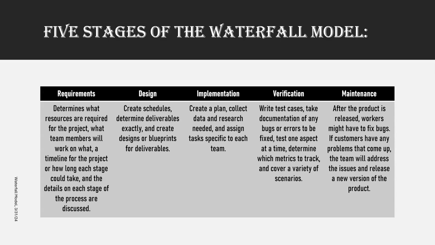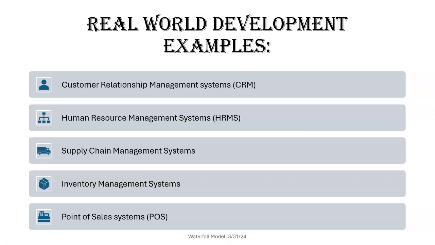It tests one aspect at a time. It determines which metrics to track and covers a variety of scenarios. The last stage is the maintenance stage. After the product is released, workers might have to fix bugs. If the customers have any problems that come up while using the project, the team will address the issues and release a new version of the product.